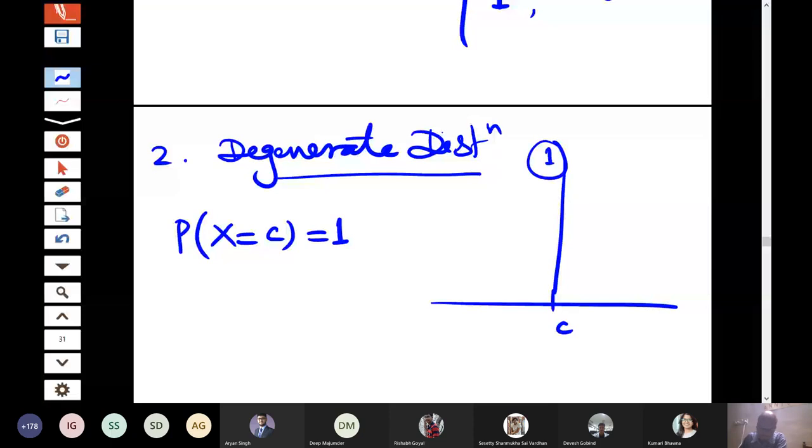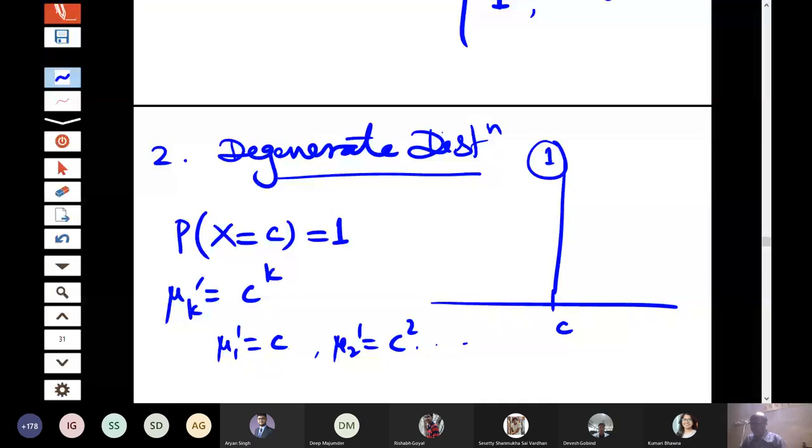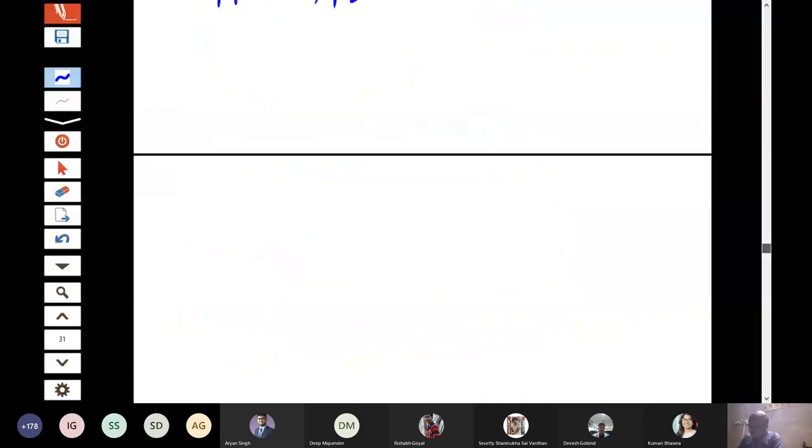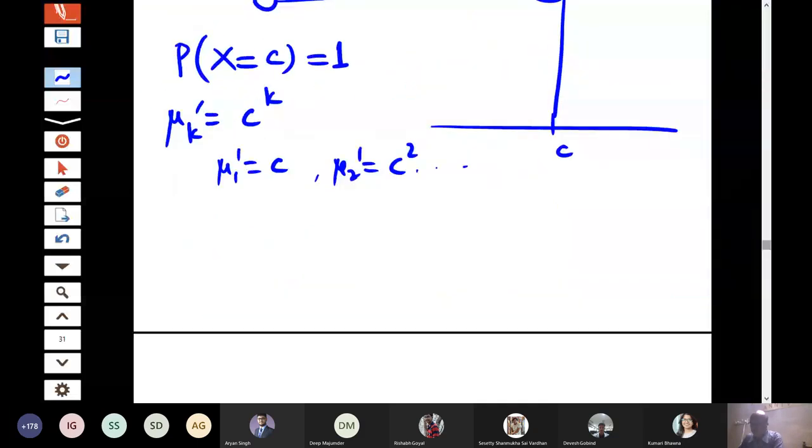Here there is no need to study any property because the moments of all orders will be the same; everything will be c to the power k. So mu1 prime is c, then mu2 prime is c square and so on. So these are trivial distributions.